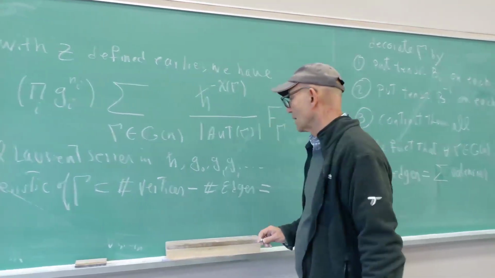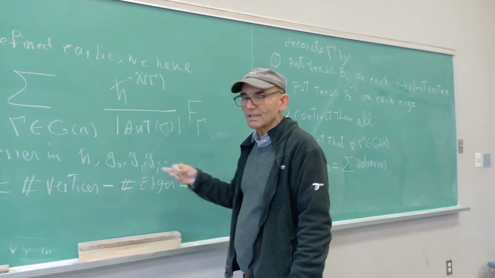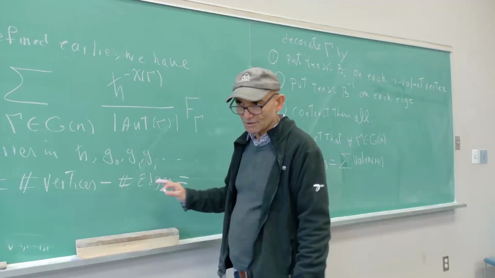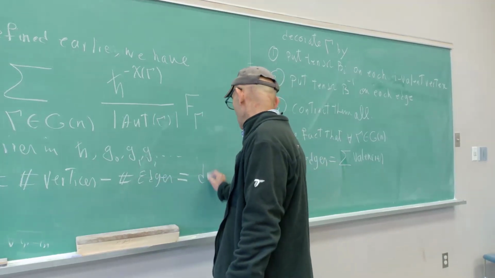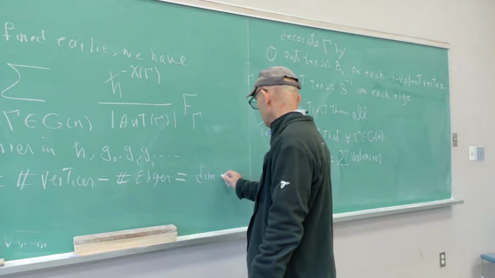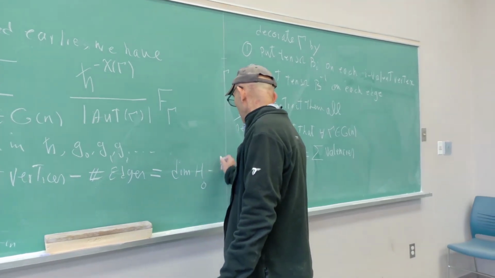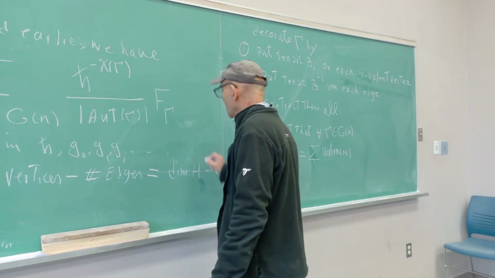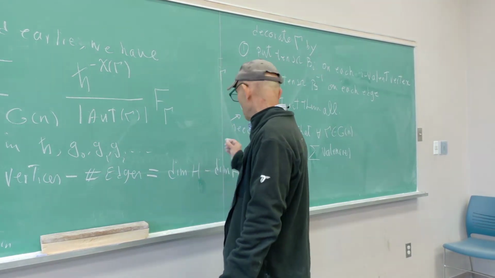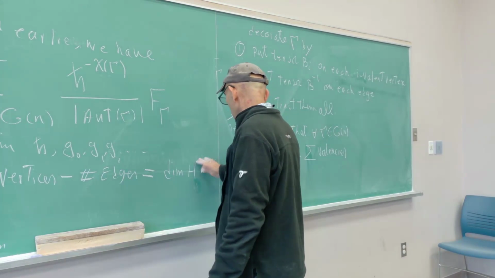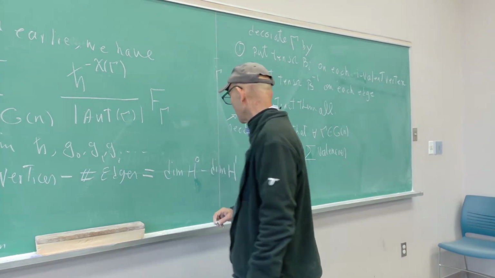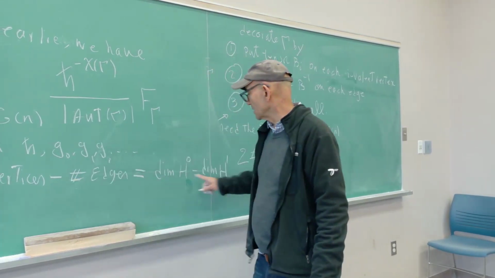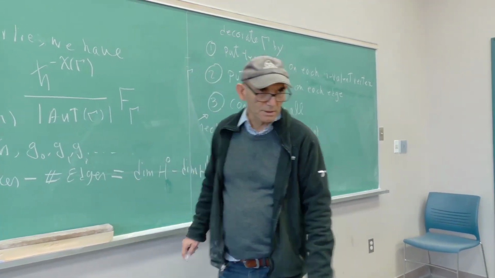Which is also basically the dimension of H0, the zeroth homology or cohomology, doesn't matter, minus the dimension of H1. I will discuss this a little bit later. I mean, this is quite elementary, this definition. This needs a little bit of extra work, but that's easy also.